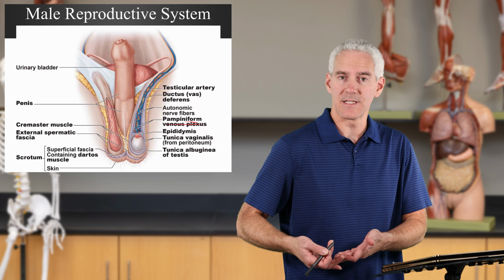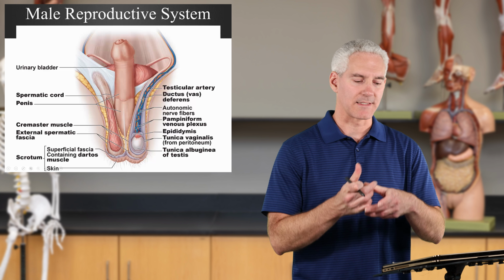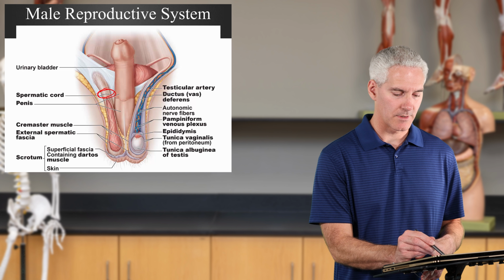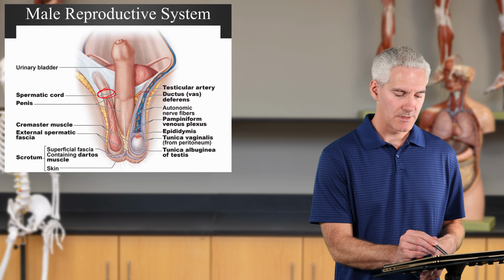All of these together are grouped inside of what's known as the spermatic cord. So this whole entire thing here is known as the spermatic cord. All of the structures inside there make up the spermatic cord.